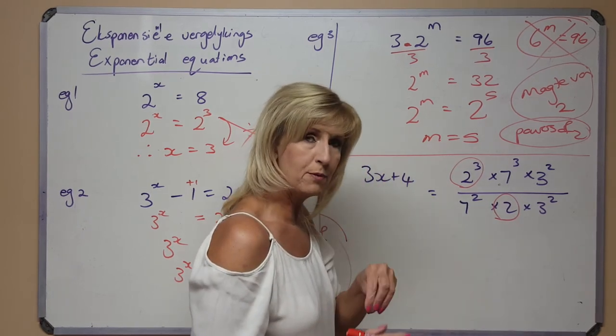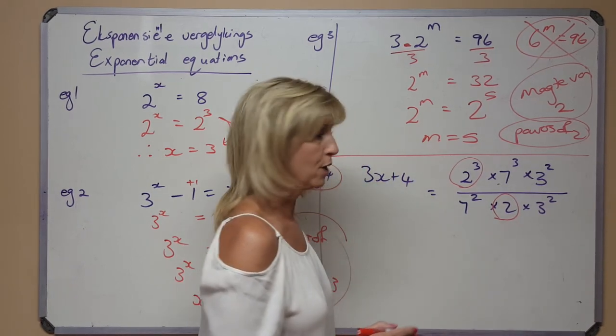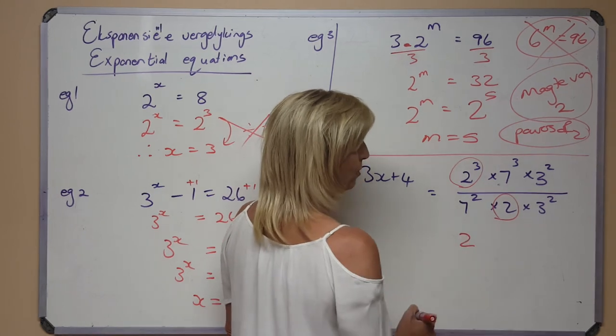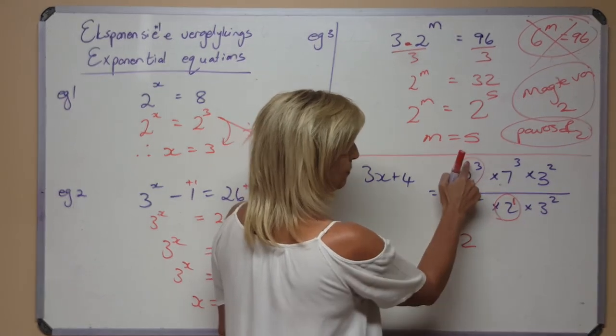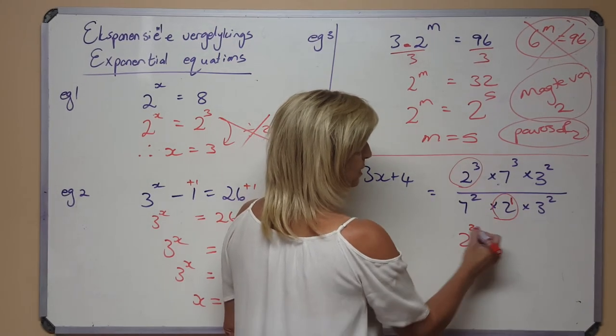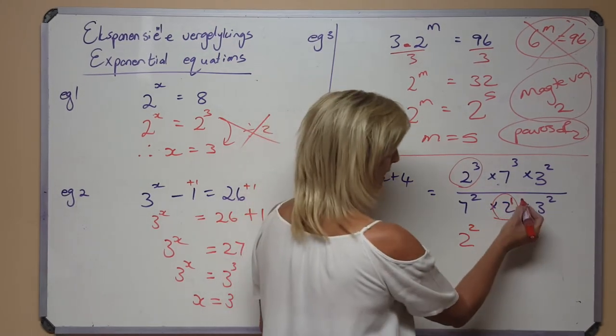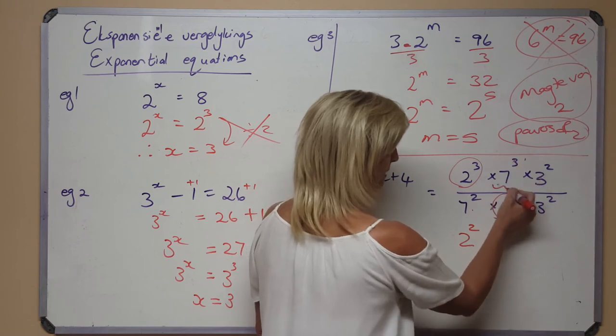Can you keep the base and you subtract the exponents? So you're going to say it's 2 to the power of, remember that that's a 1. 2 to the power of 3 minus 1 is 2.